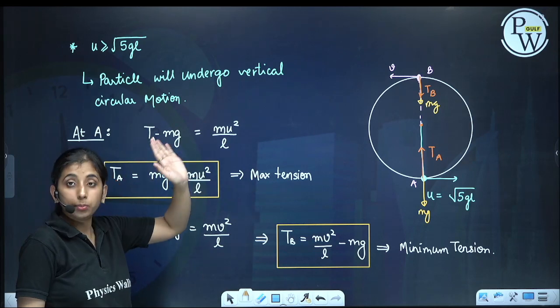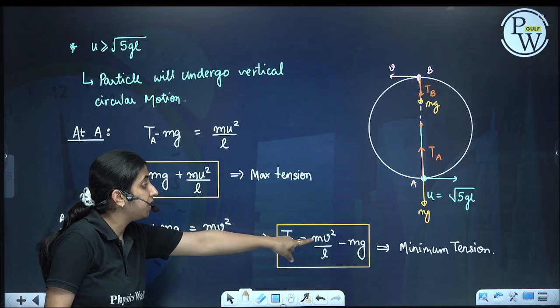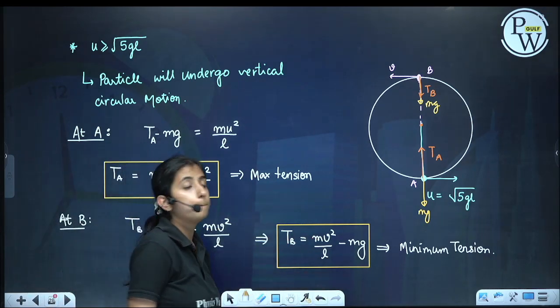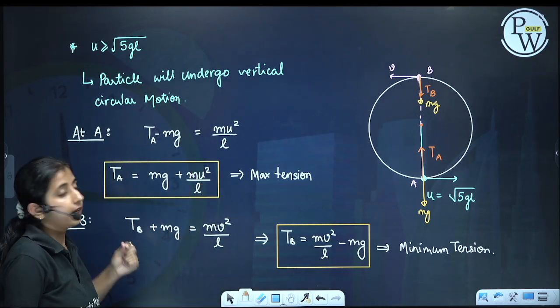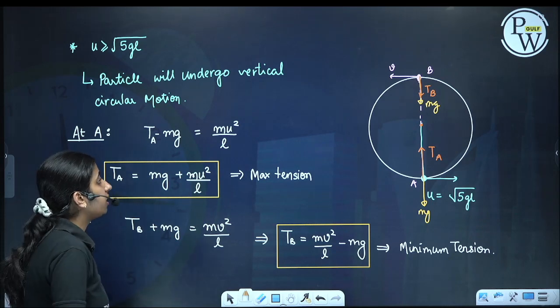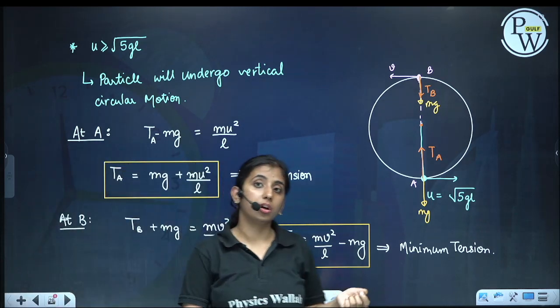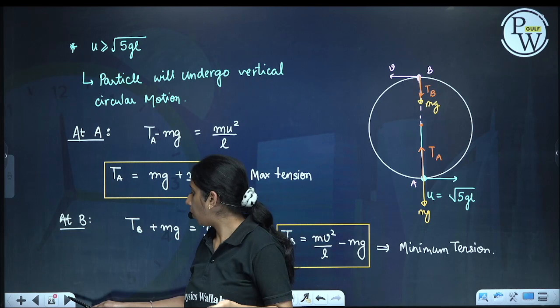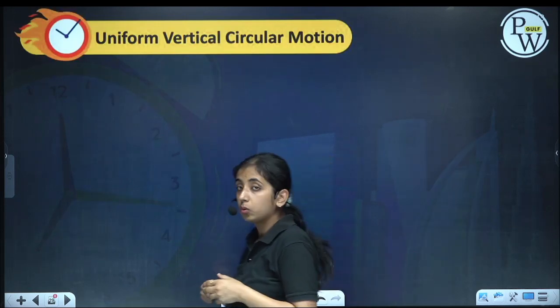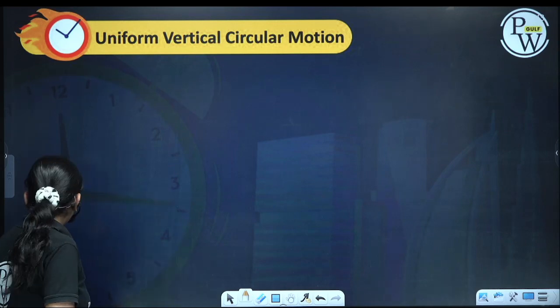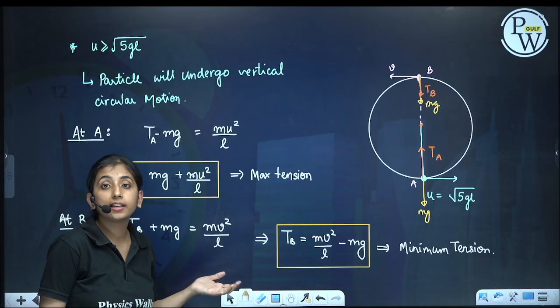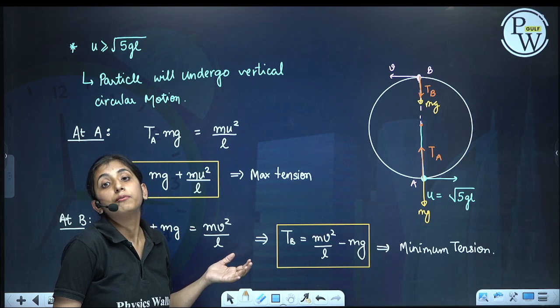As we move up, speed will decrease. Speed is also minimum at B, so TB will be minimum. Similarly, speed is maximum at A, so TA will be maximum. This is about vertical circular motion, and this is all about the chapter circular motion. But this is the case when we have variable speed.